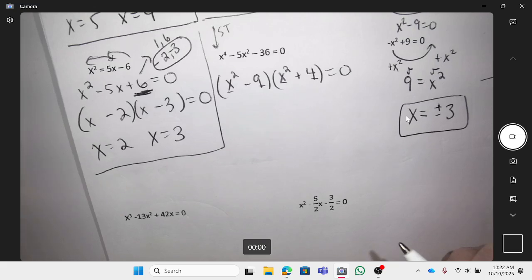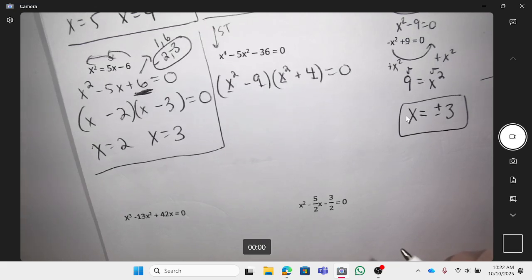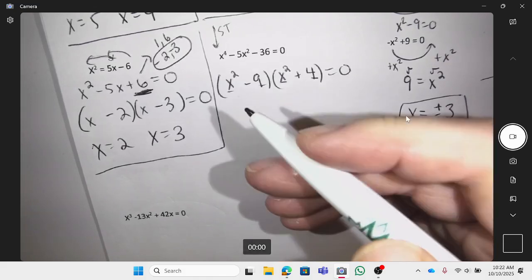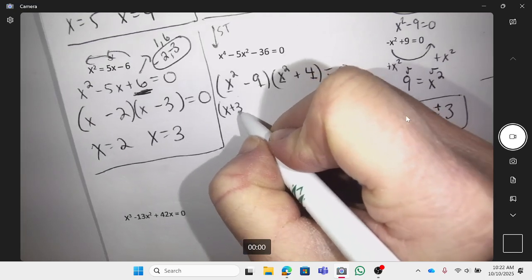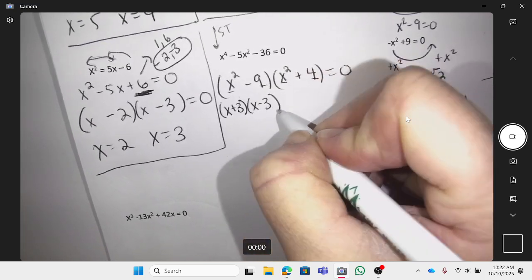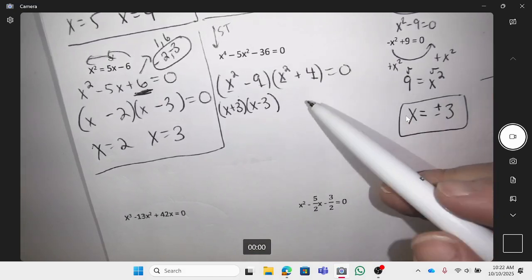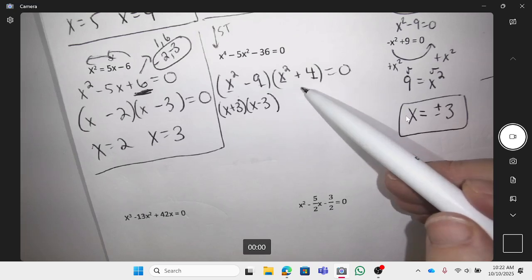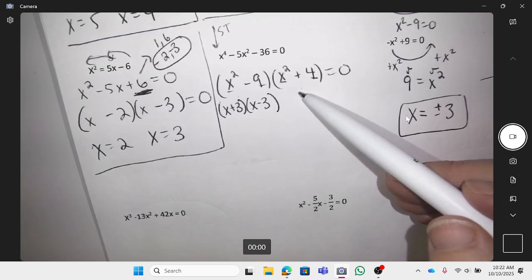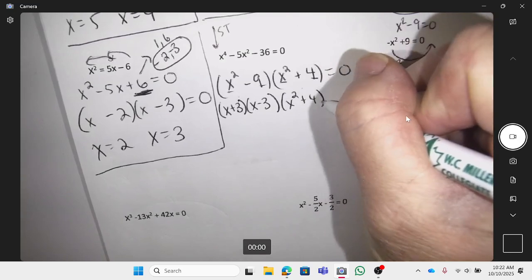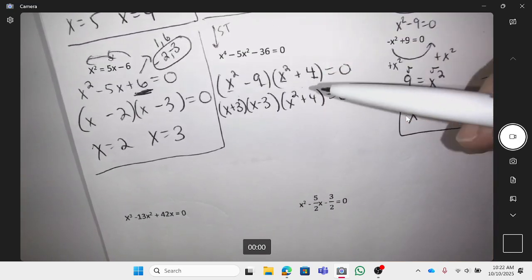Oh, there's more work to do. Do you see the more work? This one is a difference of squares. So x squared plus 4. What do you know about this one? It is not factorable. Do you remember that? Why isn't it factorable?